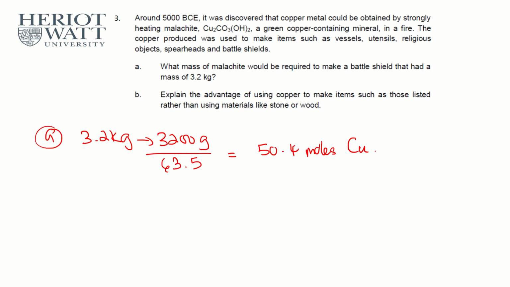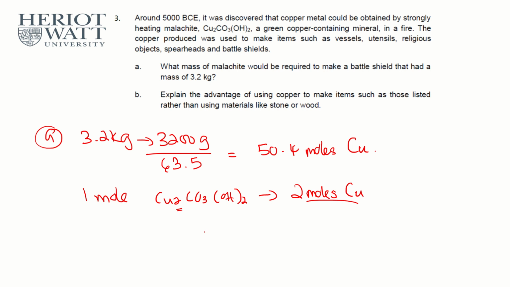So we need to extract the copper from the malachite. What is the mass of the mineral needed in order to give 50.4 moles of copper? Let's look at this. Now, 1 mole of the mineral, which is Cu2CO3(OH)2, will give you 2 moles of copper. Makes sense because you have a 2 here. 1 molecule of this gives you 2 moles of copper.